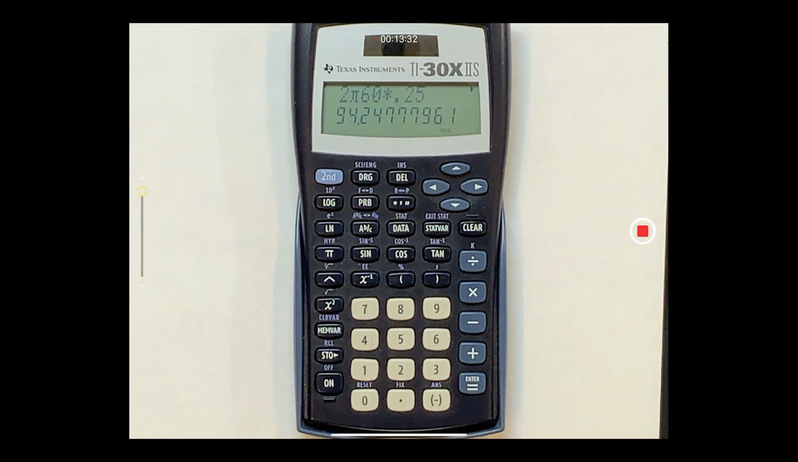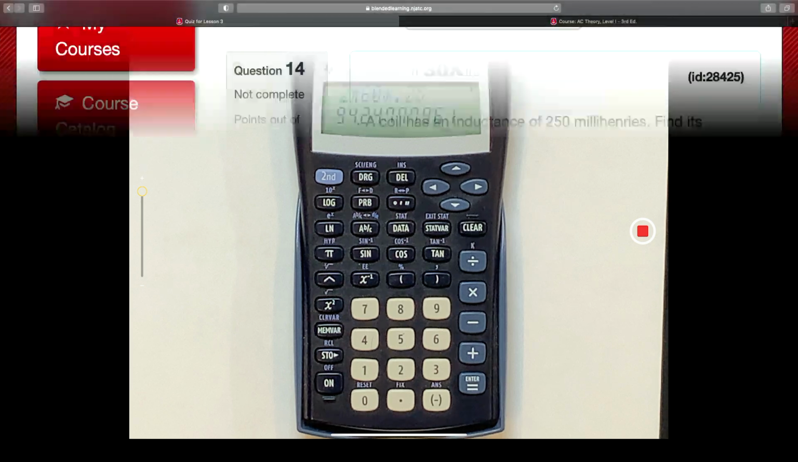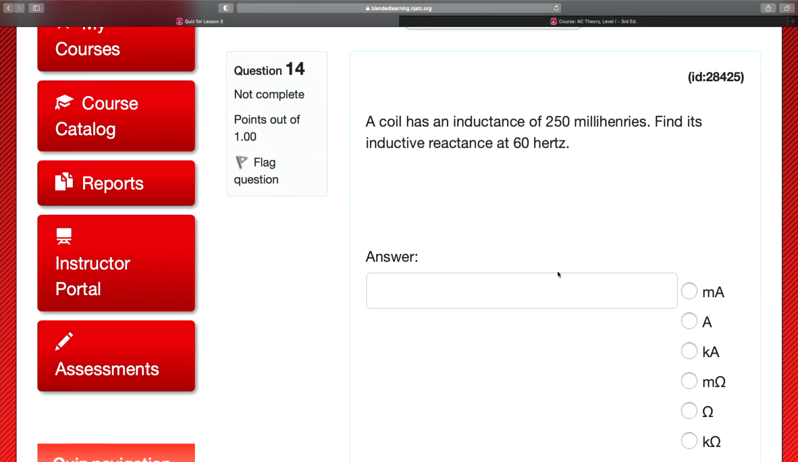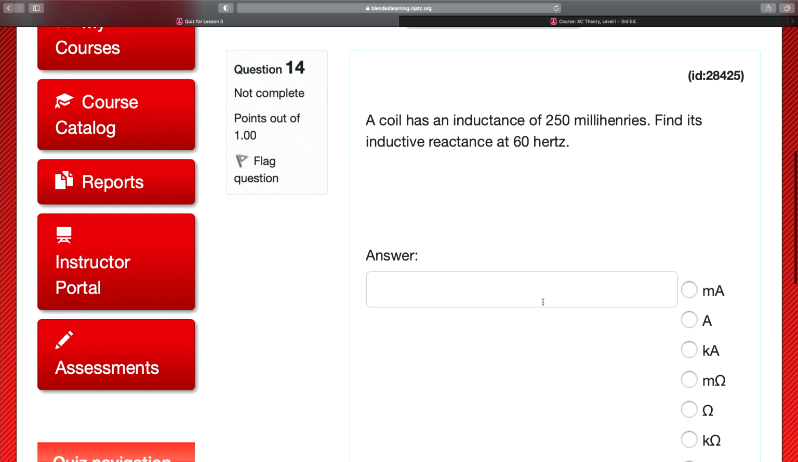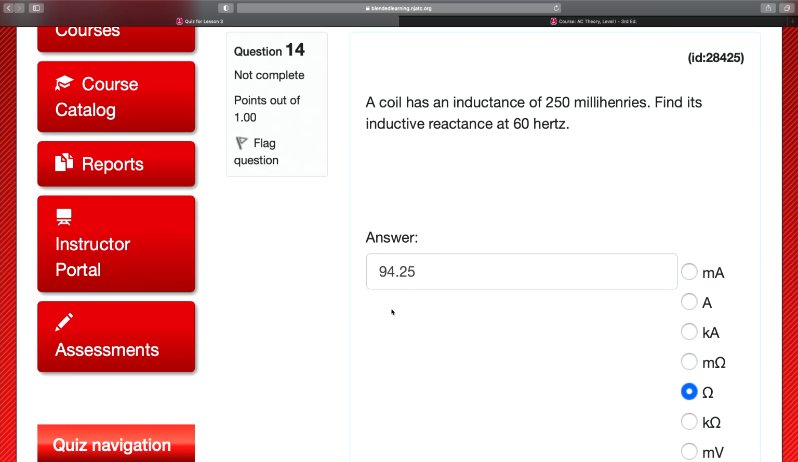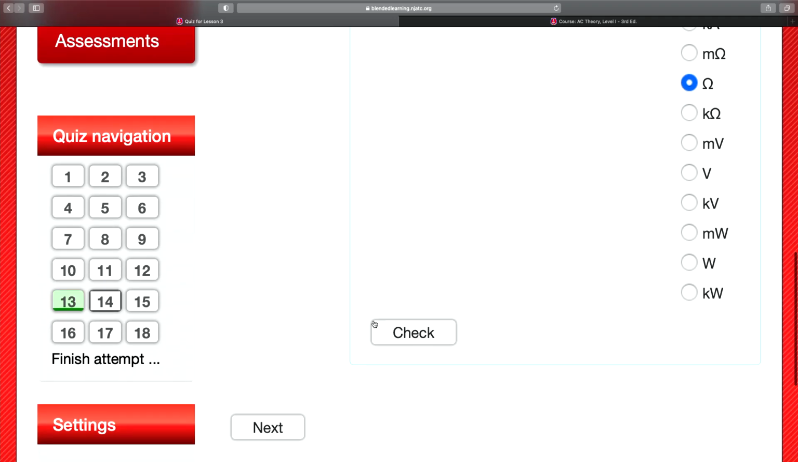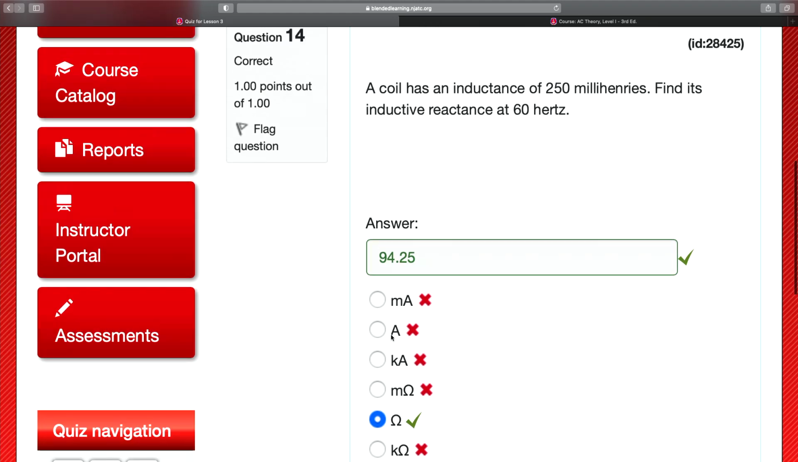We get 94.24777. Going back to the question, it does not specify exactly where to round that decimal to. So let's just round to the hundredths, which is 2 decimal places. So I enter 94.25, and then make sure I select ohms because it is inductive reactance, and go down to the check button. And there it gave us the okay that we got that correct.